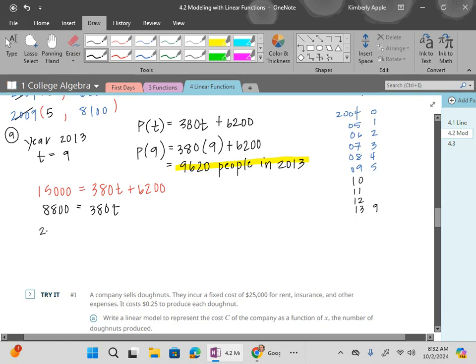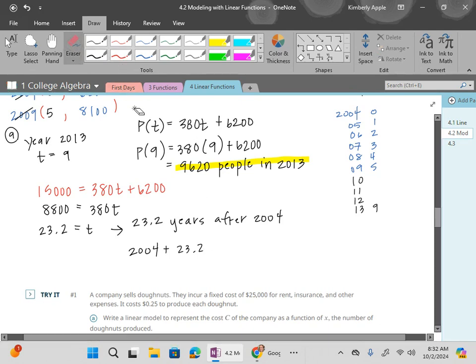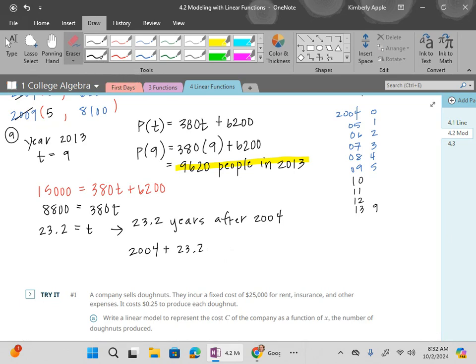23.2 years. So what we interpret this to mean, remember, we defined the input variable T to be years after 2004. So this would be 23.2 years after 2004. And so to determine what year that's in, 2004 plus 23.2 years is going to be something. 27.2?